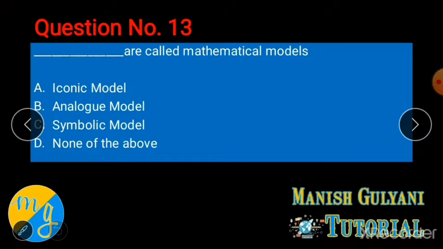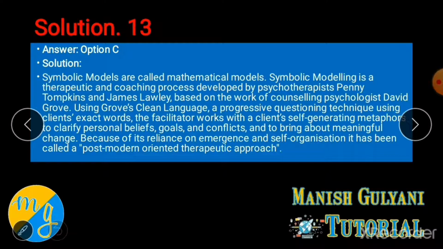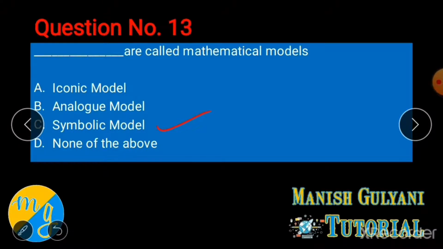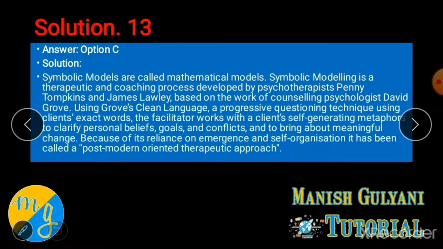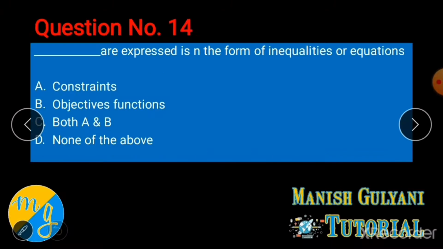Now question number 13. That are called mathematical model. Iconic model, analog model, symbolic model, none of the above. I already explained mathematical model, and the correct answer is option C, symbolic model. The reason being, I explained that a mathematical model uses symbols: addition, multiplication, subtraction. So the answer is symbolic model. Under this you use all the mathematical terms, letters, symbols. So option C is your correct option.